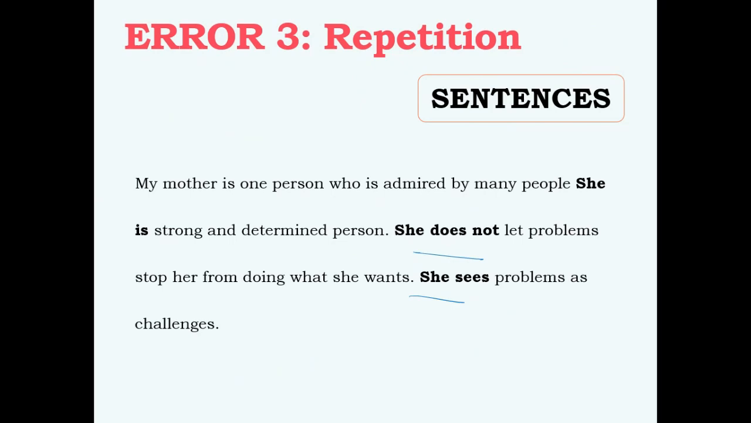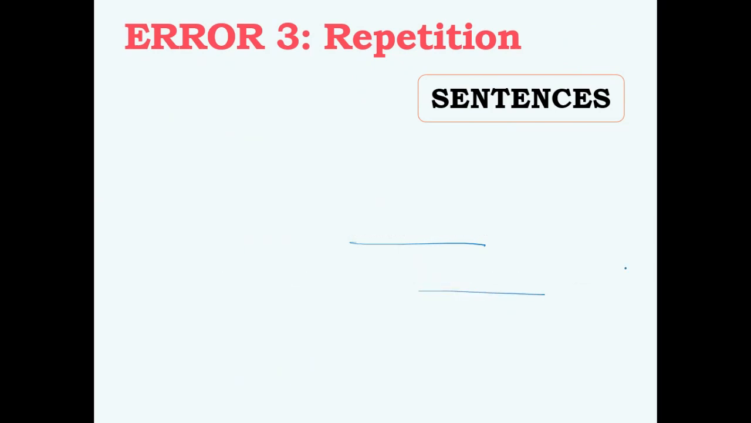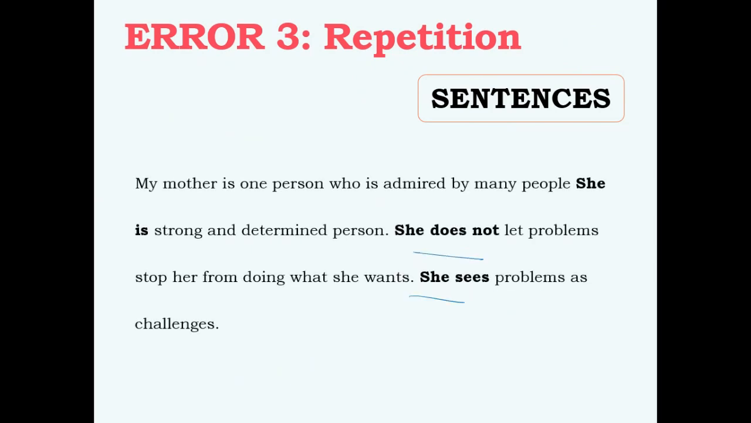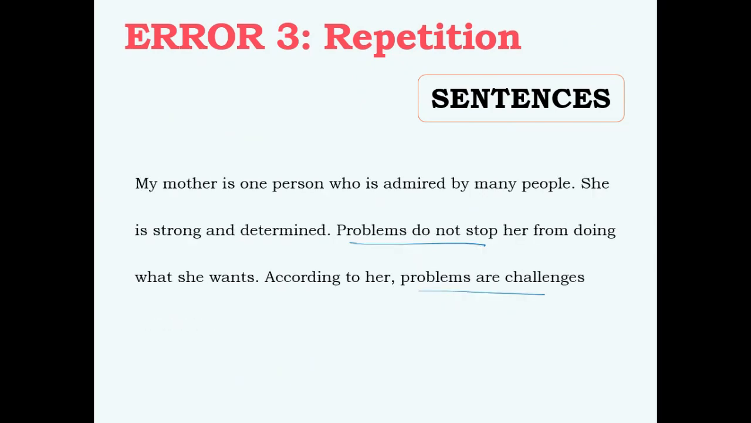So what you can do to correct it, okay? My mother is one person who's admired by many people. She is strong and determined. Problems do not stop her. According to her, problems are challenging. So instead of repeatedly using she, I minimized the use of she in this passage. All right, so that is repetition. So repetition, you have words, phrases, and sentences.